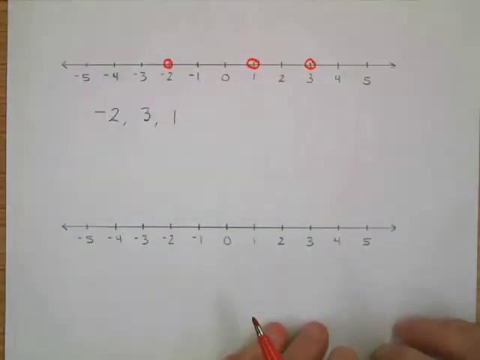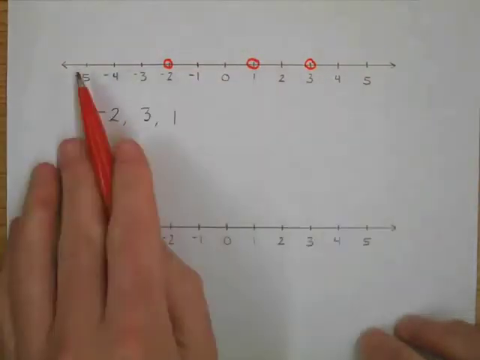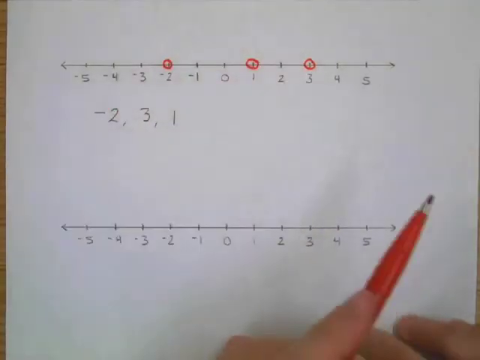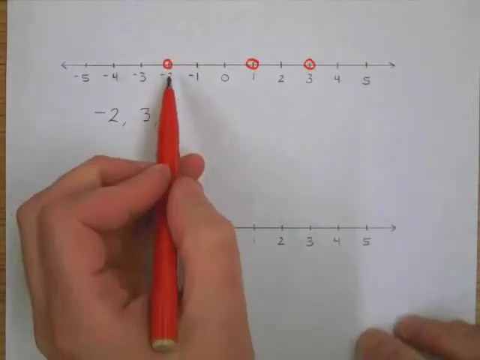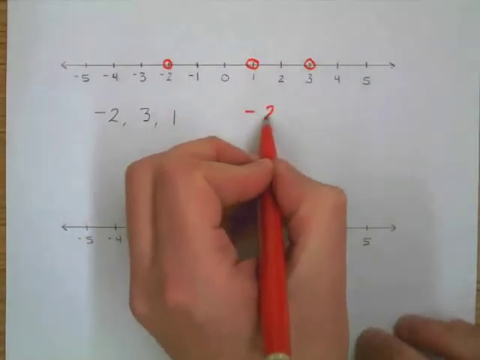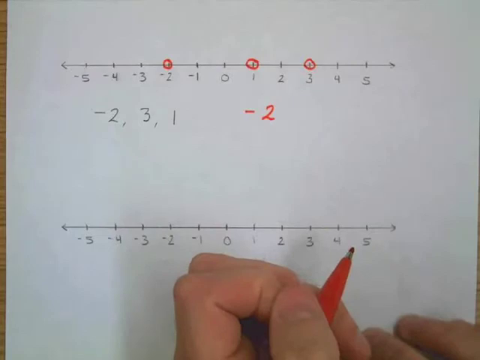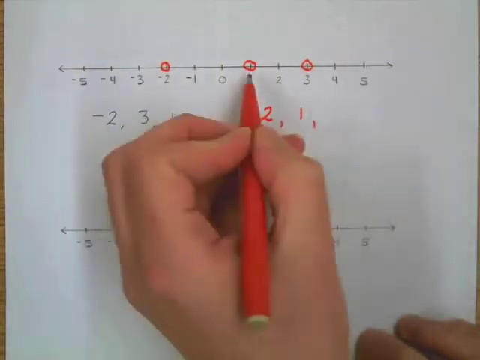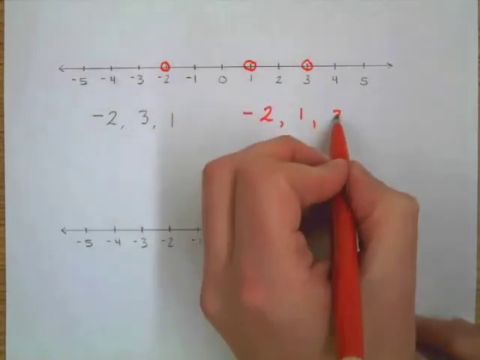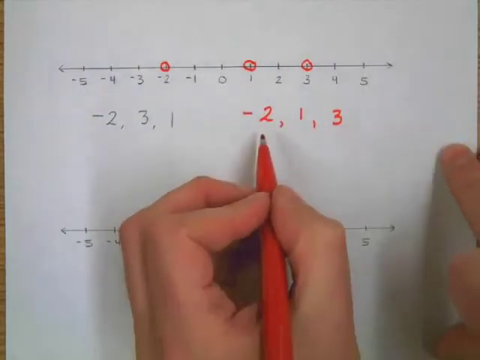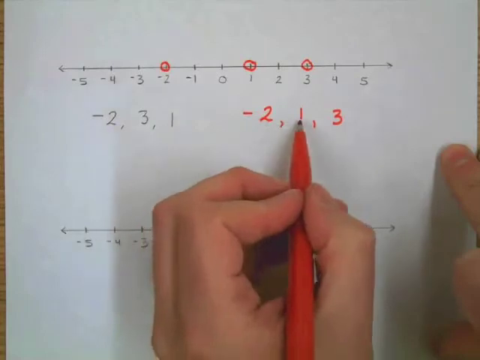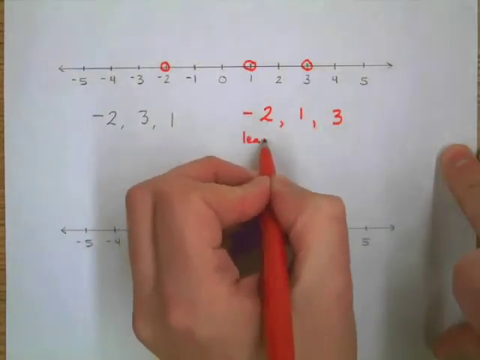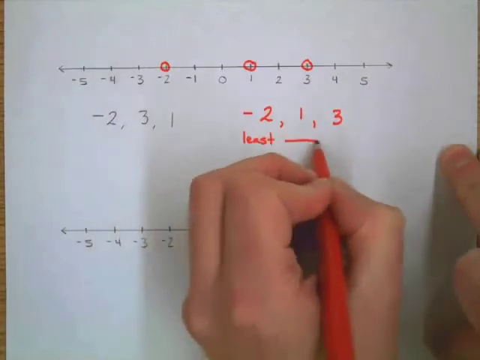Well, remember that the further we go to the left, the smaller the number, and the farther we go to the right, the larger the number. So the one that's farthest to the left is -2. This is our smallest number. The next one would be +1, and then our one furthest to the right would be +3. So our ordering here would be -2, +1, and 3, going from least to greatest.